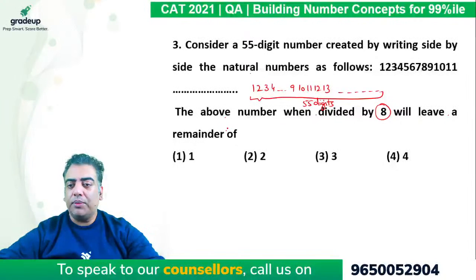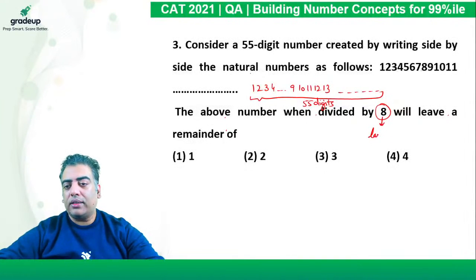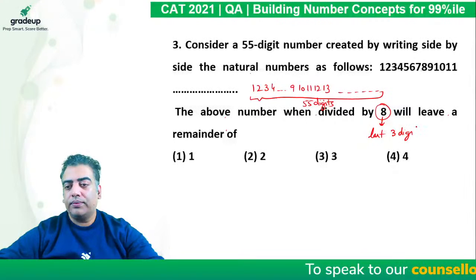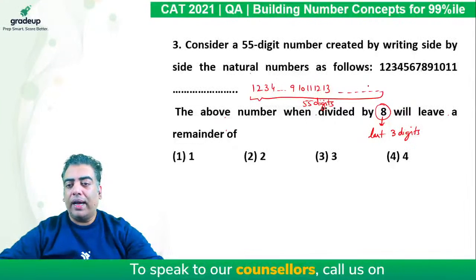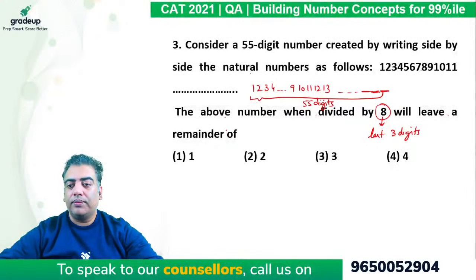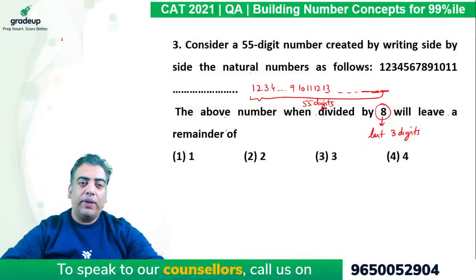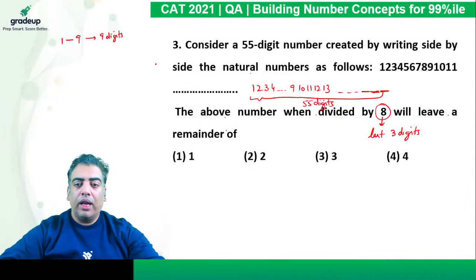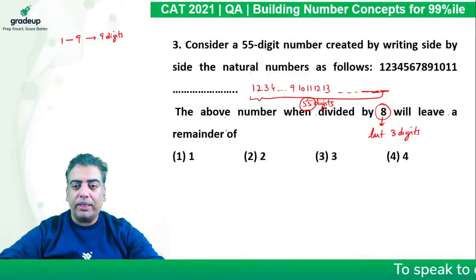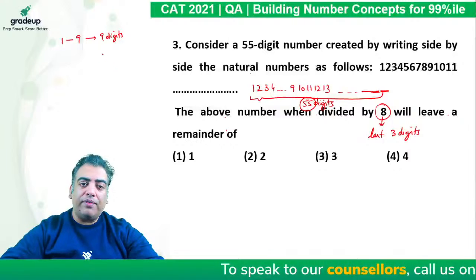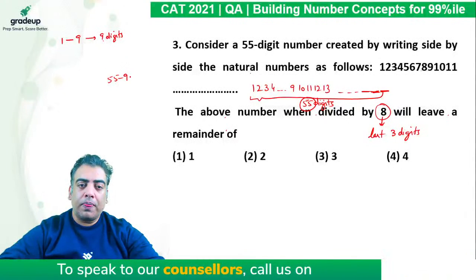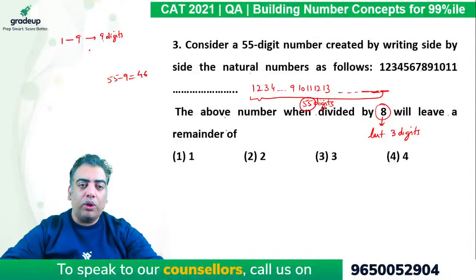So in the class of divisibility rule, we have done that the divisibility rule of 8 requires last 3 digits of the given number. So we have to find last 3 digits of this number. In order to do so, we have written 1 to 9, a total of 9 digits. As it is given to me, a total of 55 digits are written. So 55 minus 9 comes out to be 46 more digits are to be written, so that the total digits are 55.